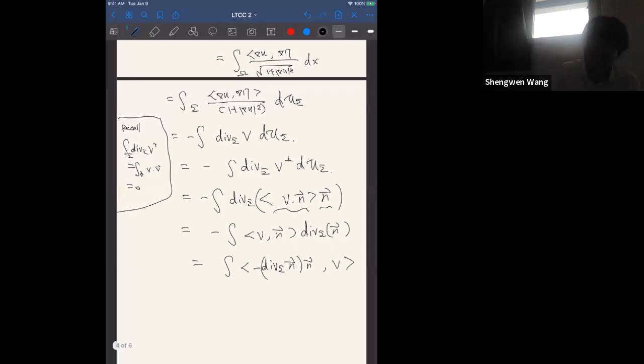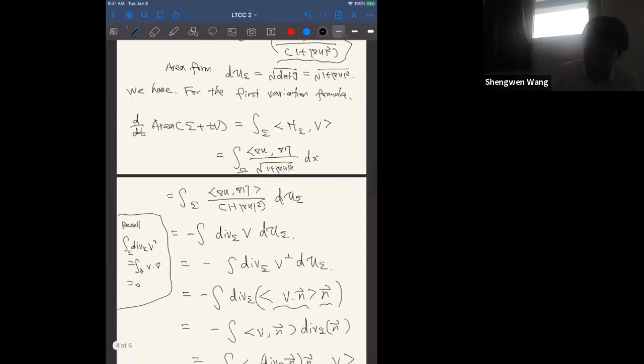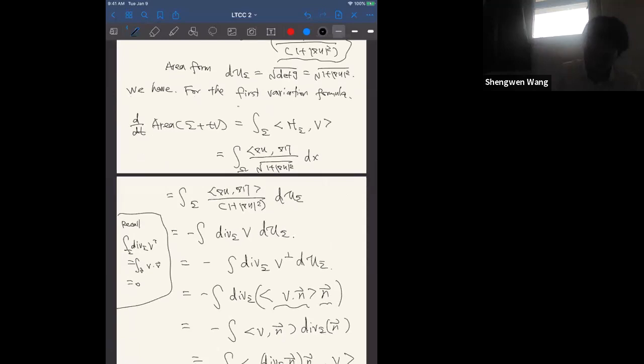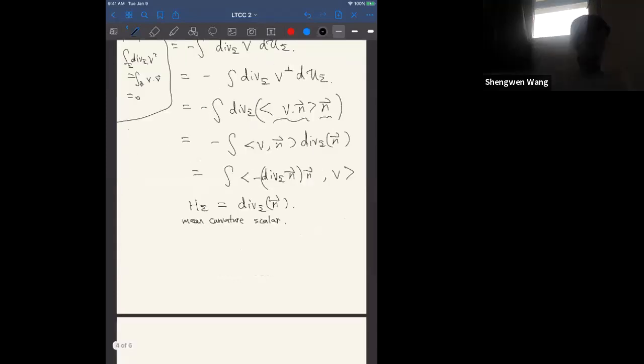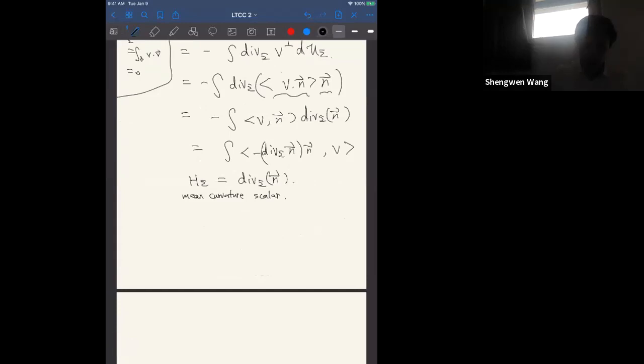But recall that by definition, the mean curvature vector, there's a sign change that we talked about last time. So I'm writing on the previous page now. The mean curvature vector is equal to the mean curvature scalar times negative the normal. Oh, sorry, negative the normal. So you have that the mean curvature scalar is equal to the divergence of the normal.